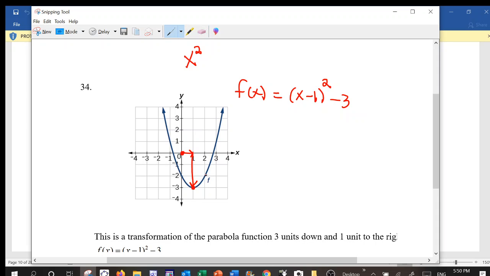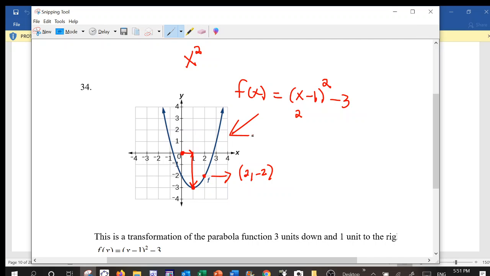We are given another point here to check whether we are right or not. For example, this point says that if x is 2, y is negative 2. Does it work? If I put a 2 here, does that make y negative 2? Yes, because 2 minus 1 is 1. 1 squared is 1. 1 minus 3 is negative 2. So that's the correct answer.